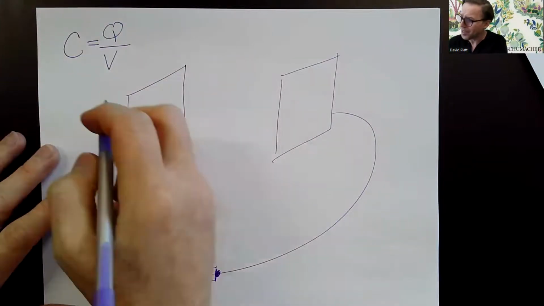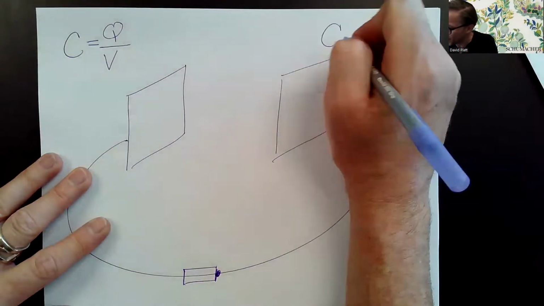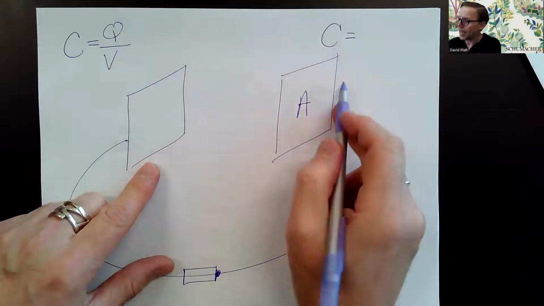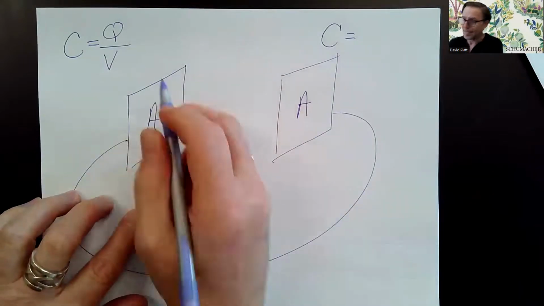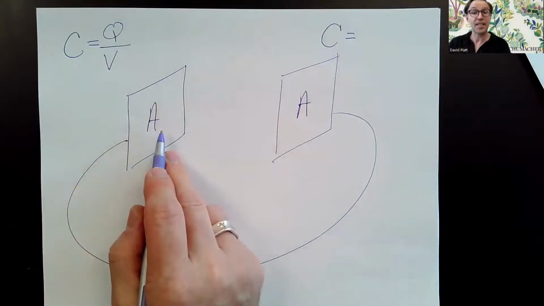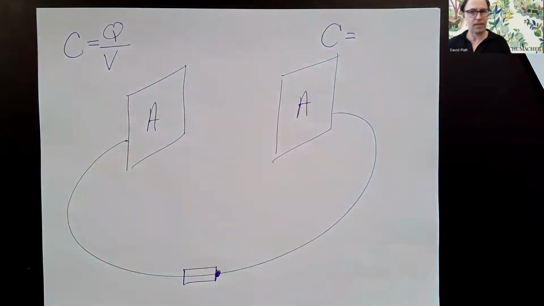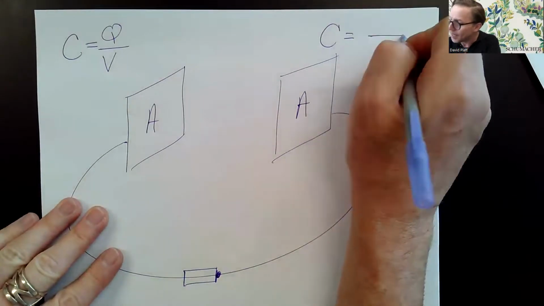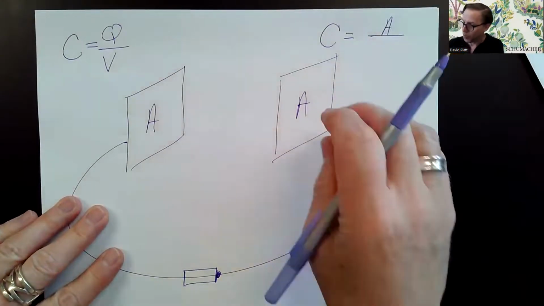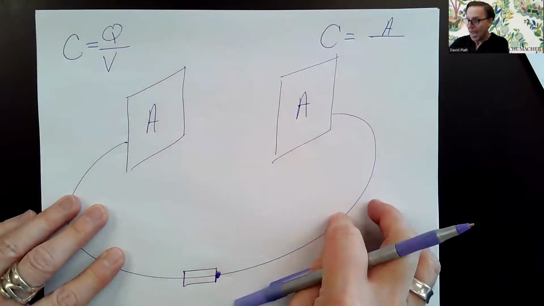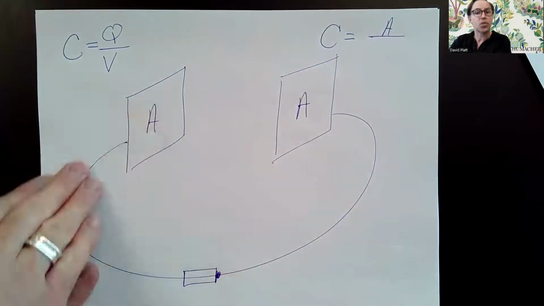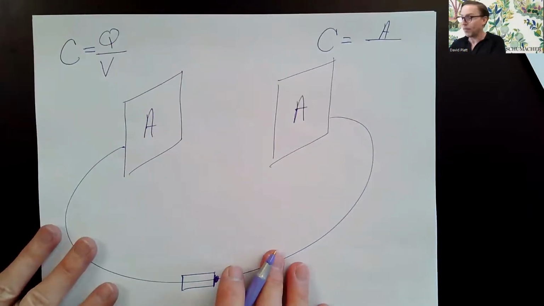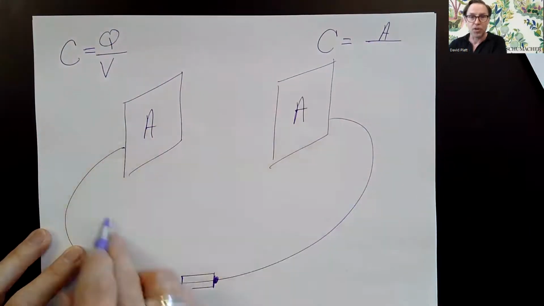But capacitance is also determined by the area. If this plate has an area A and this plate has an area A, I say that the area of the capacitor is A, not 2A. It's just A. So the capacitance is greater if there's more area. There's more charges that I could pull on, and there's more space to store the charges over here for them to spread out. So more area, more capacitance. I can move more charge.